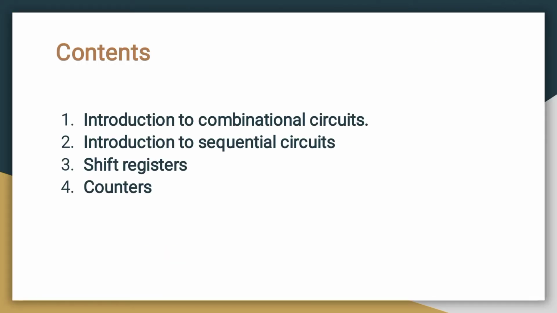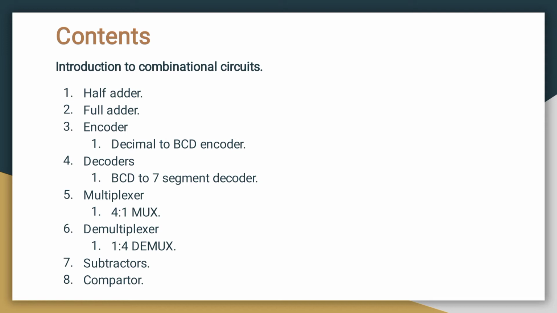The contents of the unit: the first one, introduction to combinational circuits; introduction to sequential circuits; shift registers; and the last one, counters. Here we are going to study the individual circuits and how they are created or cascaded using logic gates. Before going in depth, first we study the first content, introduction to combinational circuits.